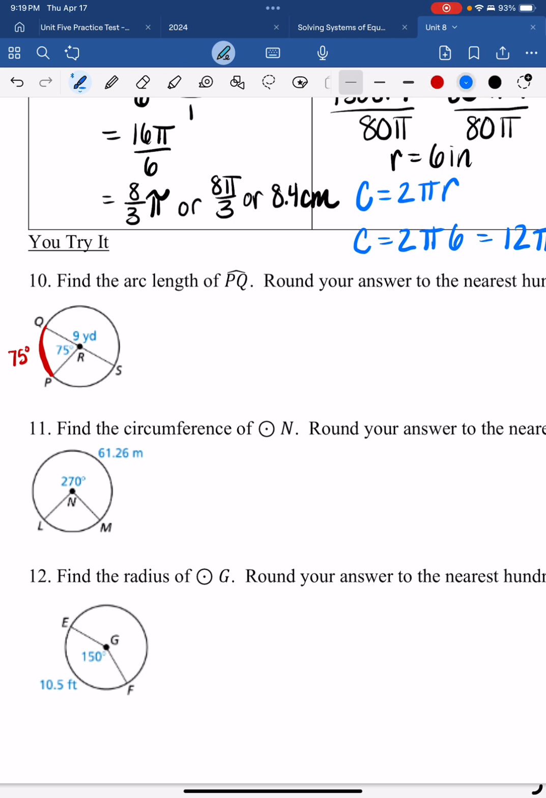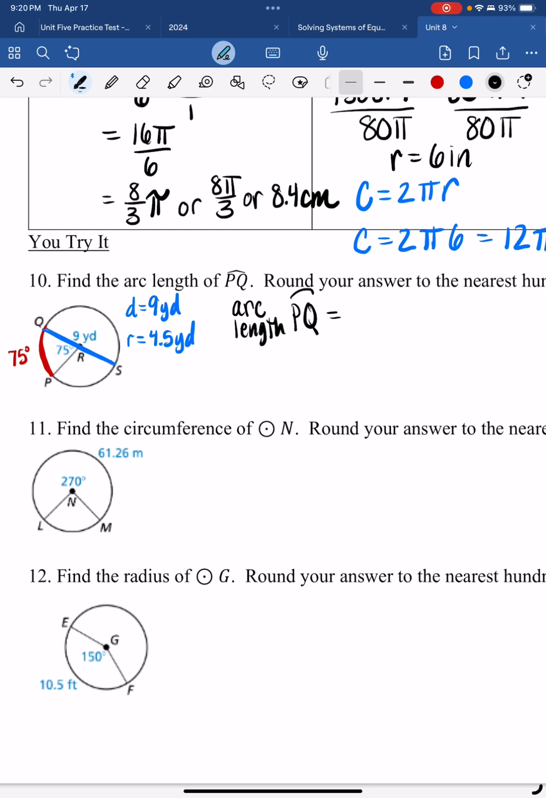We know in this diagram that we have 9 yards all the way across. So we do have a diameter of 9 yards, which means our radius, half of that, would be 4.5 yards. We need to make sure we're using the right measurements in our arc length calculation. So let's set up what our equation is going to solve for. We have arc length. That's our arc length PQ.